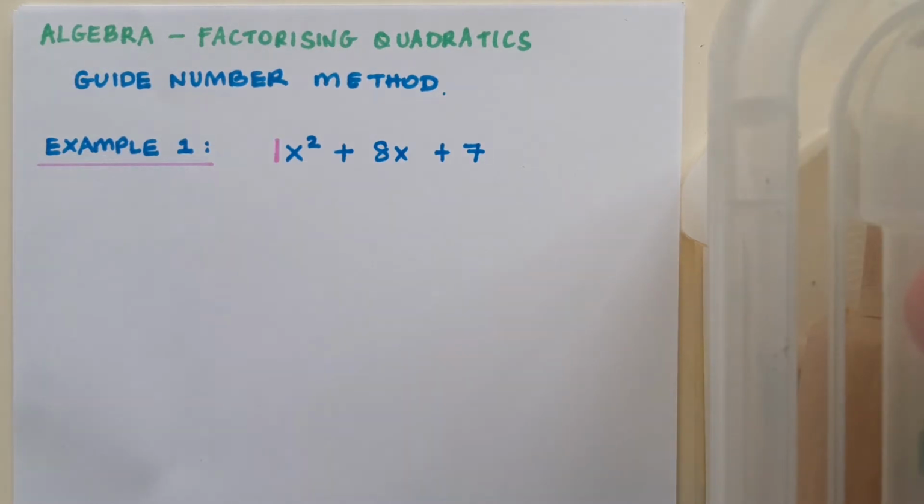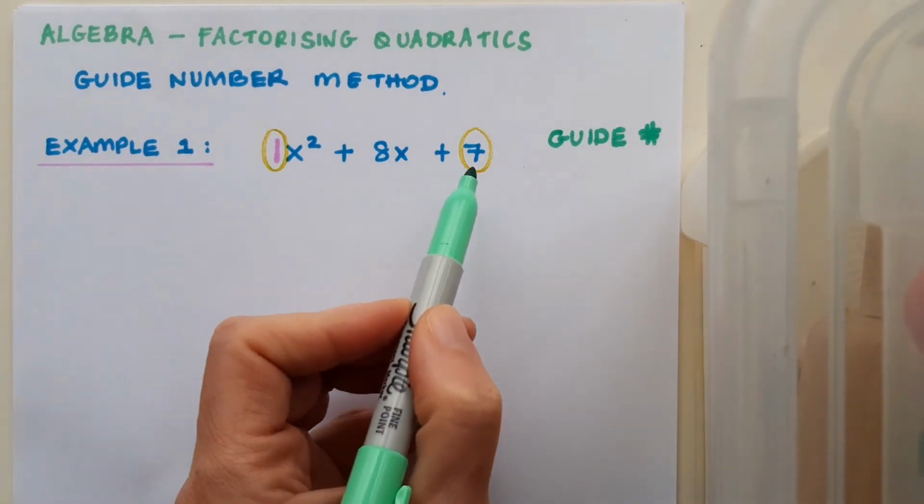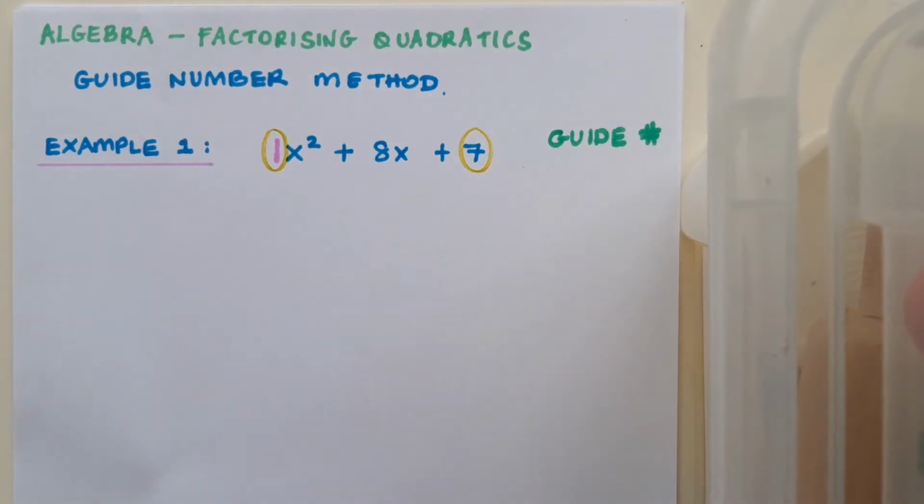I'm going to start by noting that the coefficient of x squared is 1. So how do we get our guide number? We multiply the coefficient of x squared by the constant at the end. And for the time being, we'll just ignore signs. 1 by 7 gives us 7. Now we need to factorise this guide number. The factors of 7 are just 1 by 7.